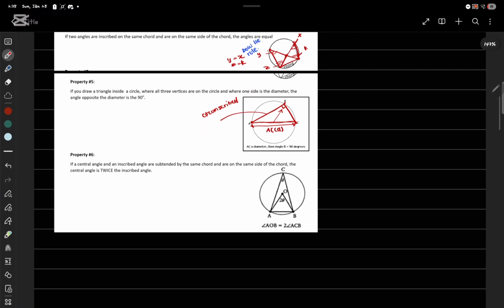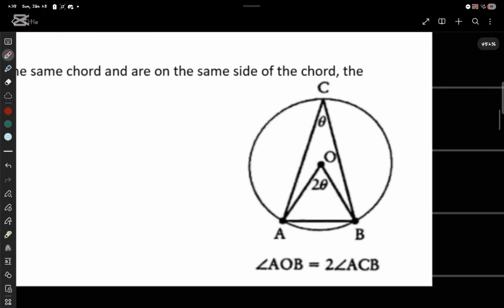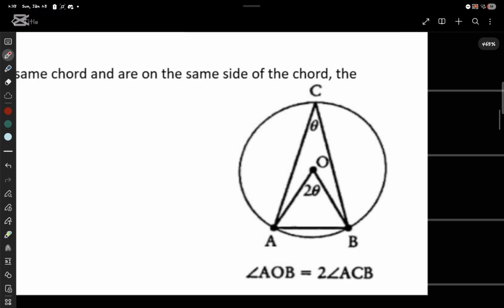Okay, our last property and theorem would be: a central angle and an inscribed angle are subtended by the same chord and are on the same side of the chord. The central angle is twice the inscribed angle. So what that means is that you have a chord AB, right? And you form an angle here. So that's called theta. And then you have another angle here, 2 theta.